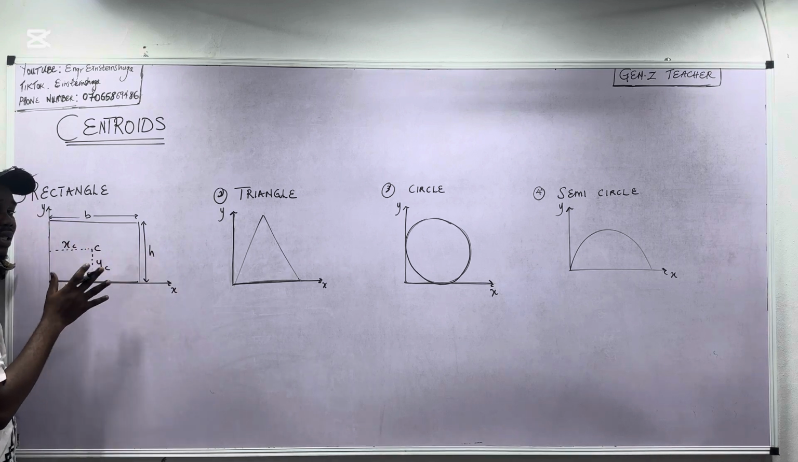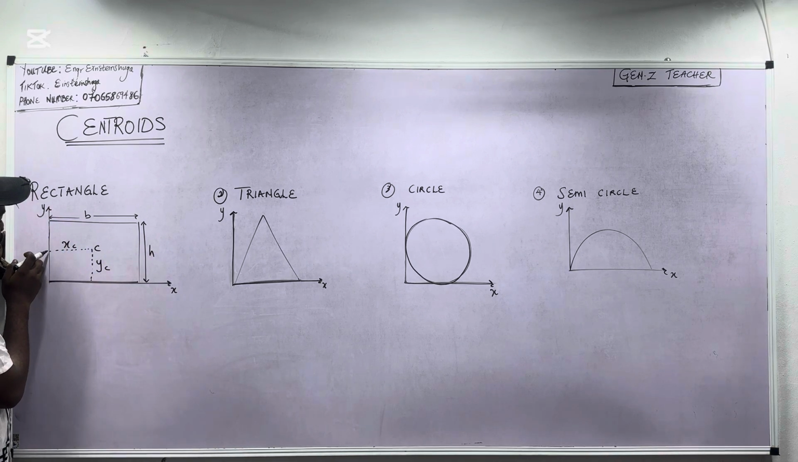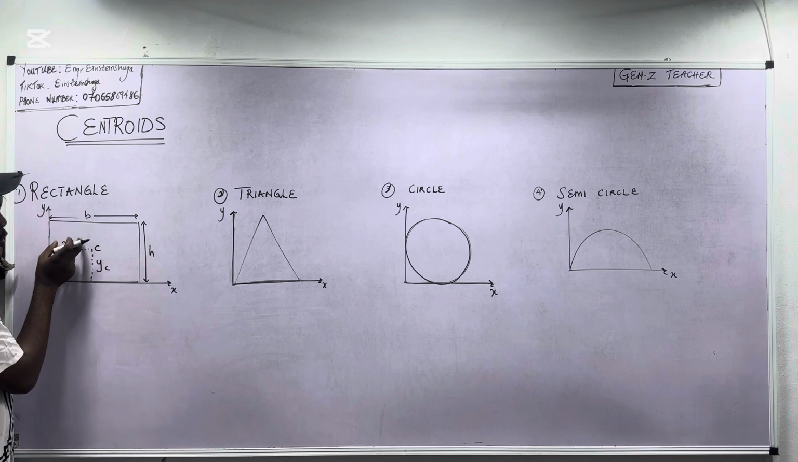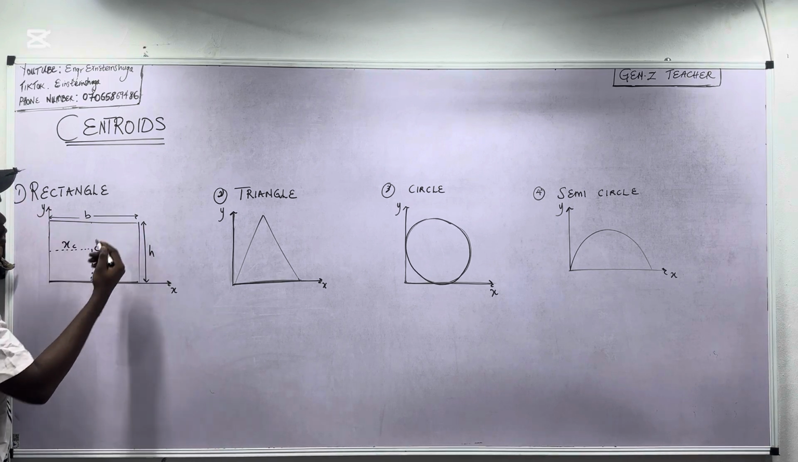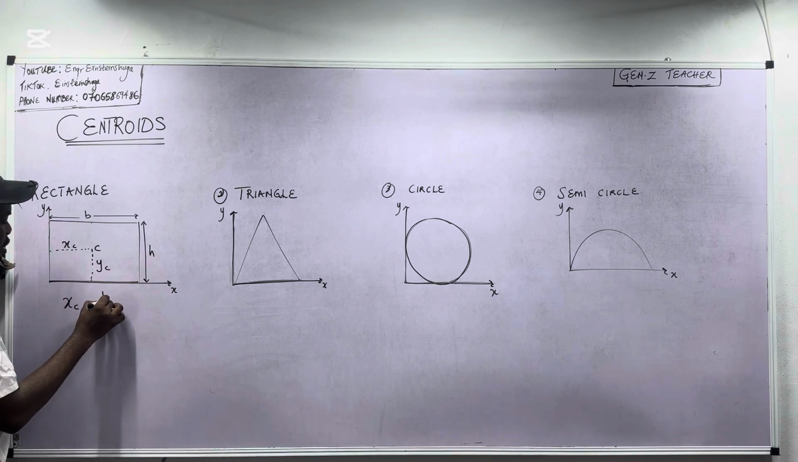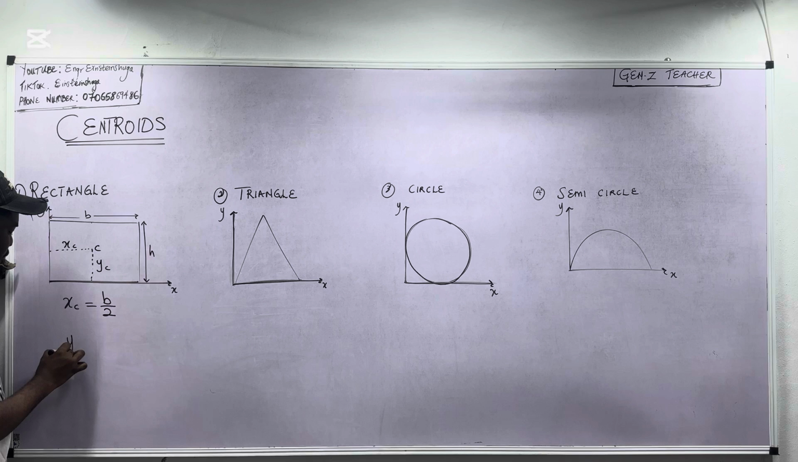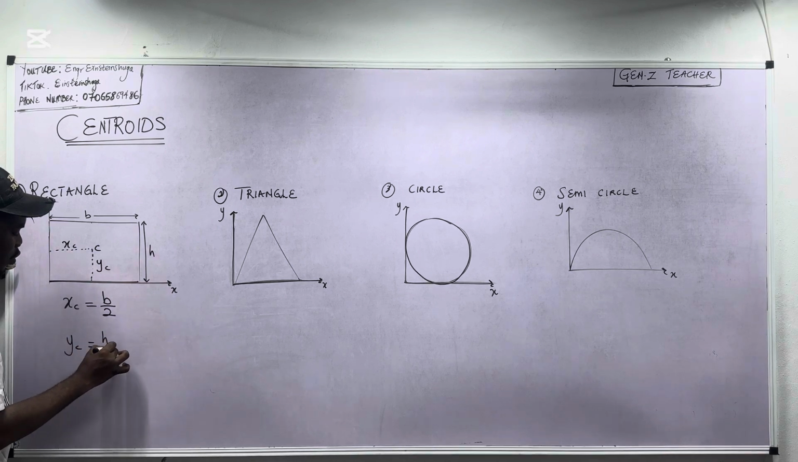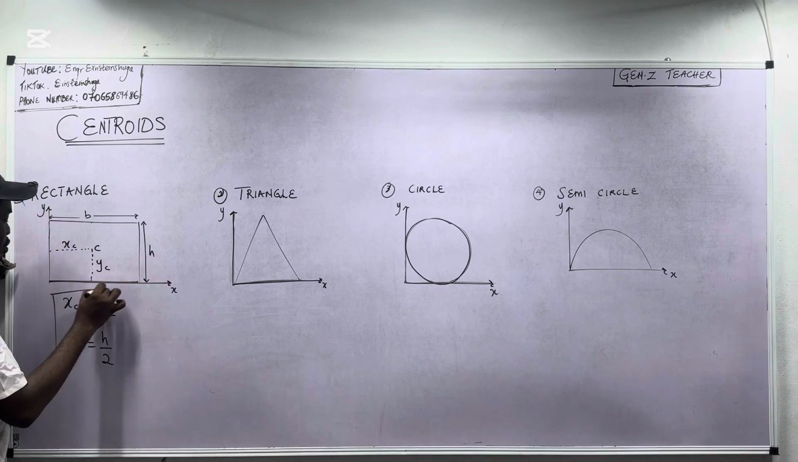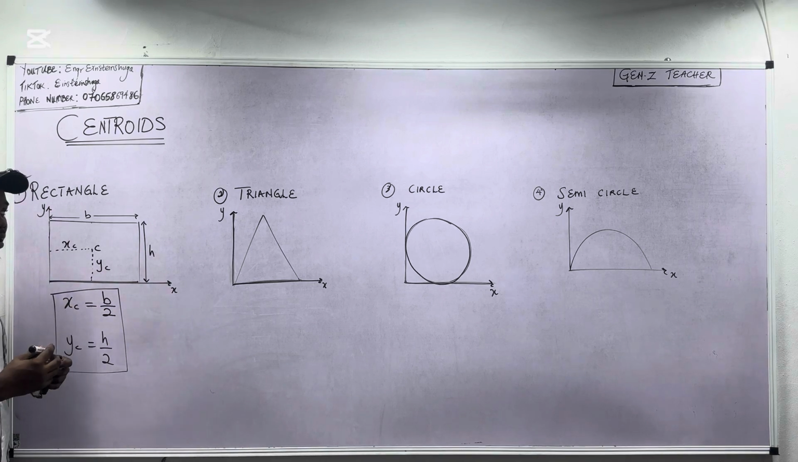Since it is a symmetric shape, the distance from the center to the y-axis, which is the x-centroid, should just be half of the base. So we can say for the rectangle, the x-centroid is the base over 2. In the same way, the y-centroid will also be the height over 2. Very simple to remember, so it's just half of the base and the height.